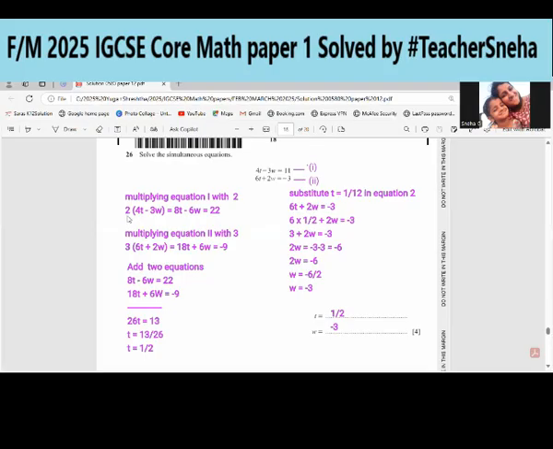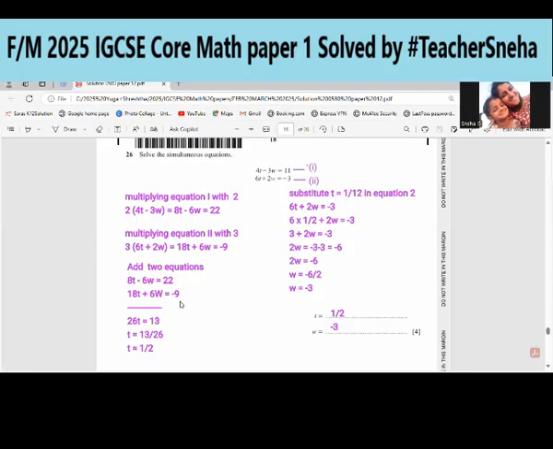When I multiply equation 1 by 2, it is 2 multiplied by 4t minus 3w, which gives me 8t minus 6w is equal to 22. And on the other side, it is 3 multiplied by 6t plus 2w, which will give me 18t plus 6w is equal to minus 9. Now, if you look closely, this is 6w and 6w. One of the terms is now similar with a different sign, which can get eliminated on adding the two equations.